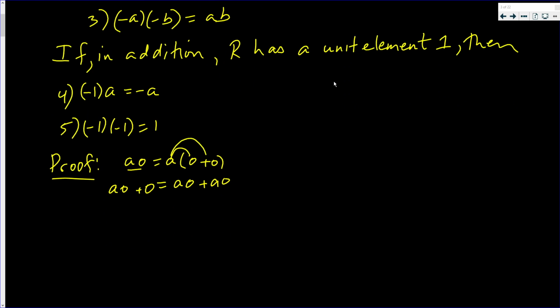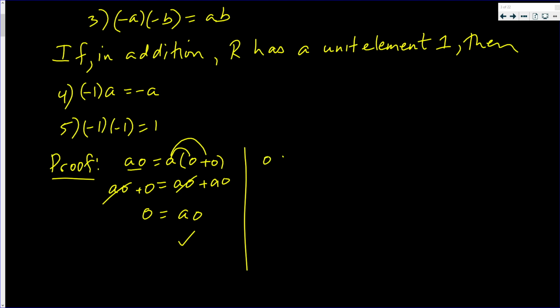Now, since addition in a ring is a group, we can cancel out like terms on the left or the right. I canceled off a 0 on the left. So I have 0 is equal to a times 0. That's what I wanted to show.